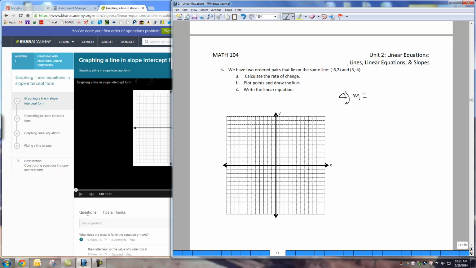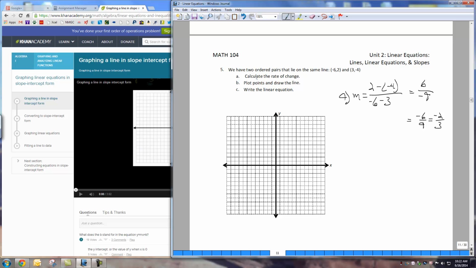So I'm going to do 2 minus negative 4 over negative 6 minus 3. This equals 2 minus negative 4. That becomes 2 plus 4, so that's 6. Over negative 6 minus 3 is negative 9. So this equals negative 6/9, which reduces to negative 2/3. Notice here I moved the negative to the numerator. It's bad etiquette to write your negative in the denominator of a fraction. So always move it to the top, and our answer is negative 2/3. So that is definitely our slope.